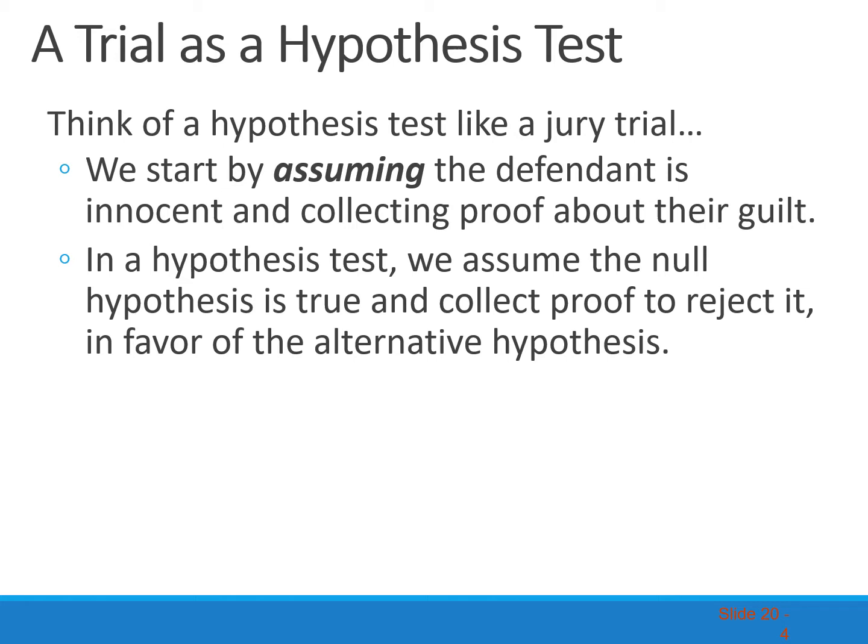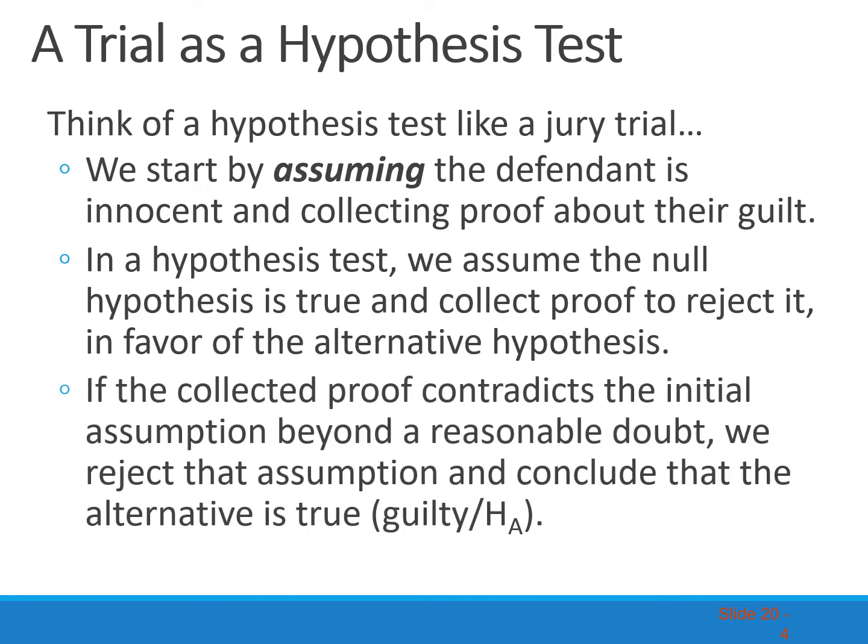In a hypothesis test, we start off with our null hypothesis. We assume it's true. We collect proof in the form of a sample in order to reject that null hypothesis. And if we're able to reject the null hypothesis, we conclude that the alternative hypothesis is true. We want enough proof that convinces us beyond a reasonable doubt that the null hypothesis is incorrect, and therefore the alternative hypothesis is the correct one. Just like in a jury trial, we're trying to prove their guilt beyond a reasonable doubt. We reject their innocence beyond a reasonable doubt.